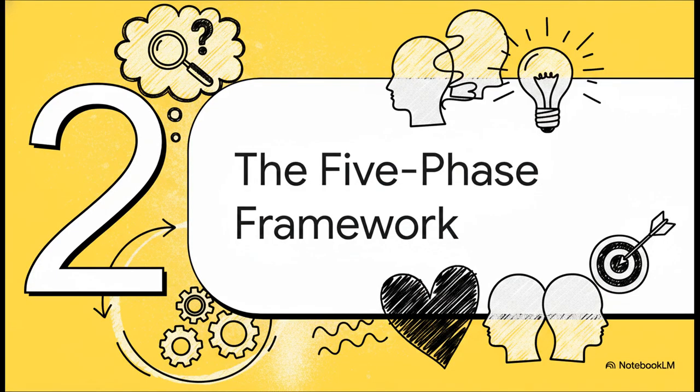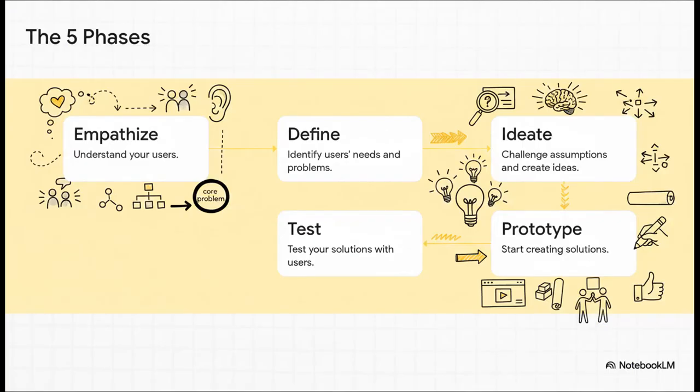So how does this all work in the real world? Well, design thinking is usually broken down into a 5-phase framework. You can think of it like a roadmap that takes designers from just identifying a problem all the way to creating a real solution. And here they are, the 5 classic stages. First, you empathize, which means you really get to know your users. Then you define their core problem. Next step is ideate, which is basically a fancy word for brainstorming a ton of ideas. From there, you build a prototype. And finally, you test it out with actual users.